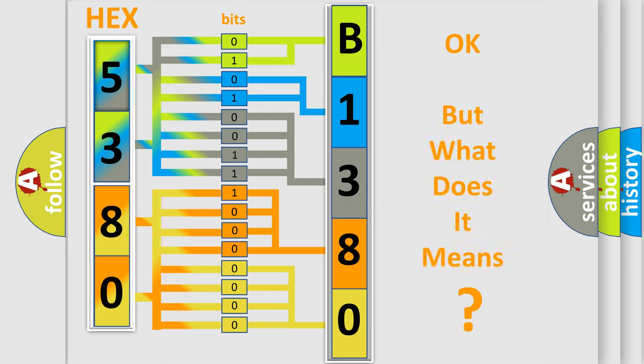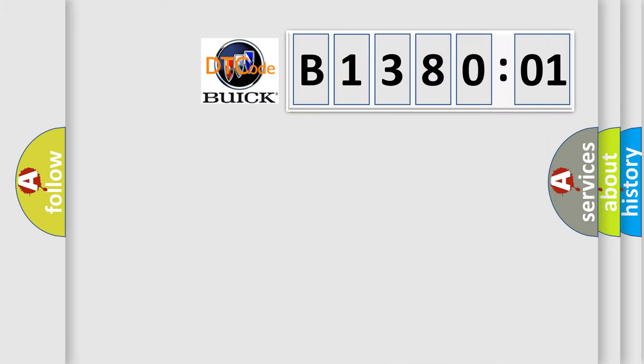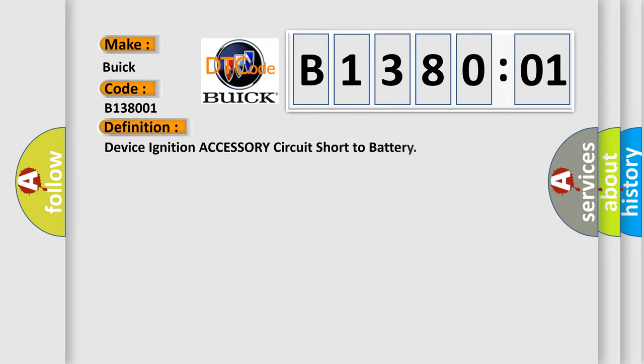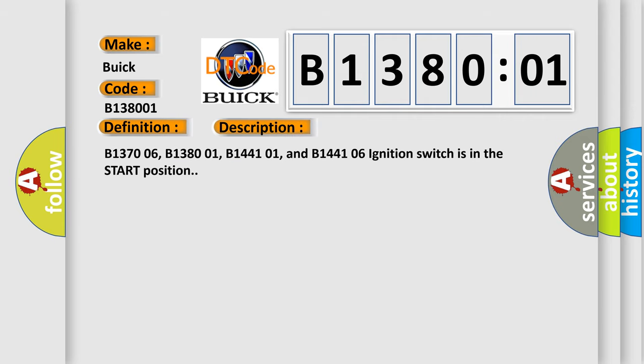The number itself does not make sense to us if we cannot assign information to what it actually expresses. So, what does the diagnostic trouble code B1380-01 specifically interpret for Buick vehicles? The basic definition is: device ignition accessory circuit short to battery. And now this is a short description of this DTC code.